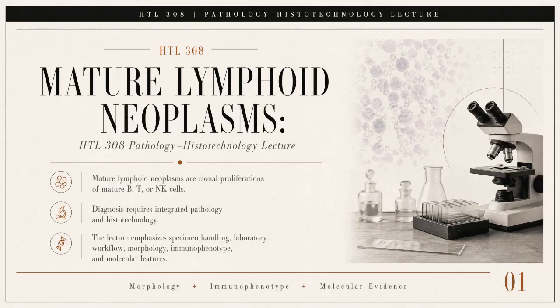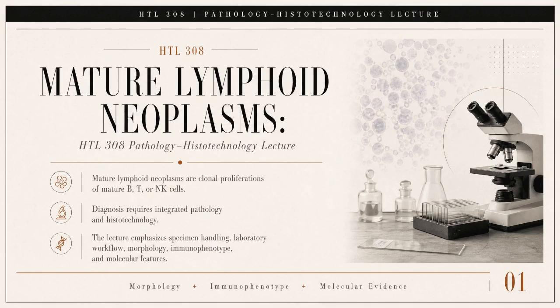Welcome to this foundational lecture in HTL 308, where we begin an in-depth exploration of mature lymphoid neoplasms, a critical and complex group of hematologic malignancies that demand a sophisticated integration of pathology and histotechnology. As advanced students preparing for roles in clinical laboratories and diagnostic pathology, it is essential to appreciate how these diseases challenge and shape our laboratory workflows, from specimen receipt to final diagnostic reporting.